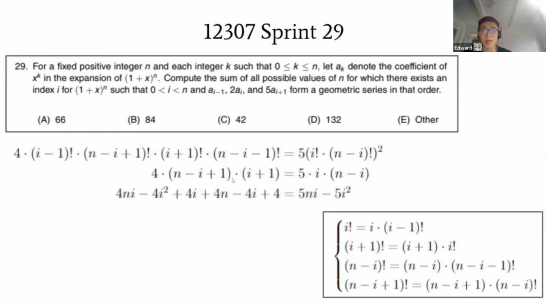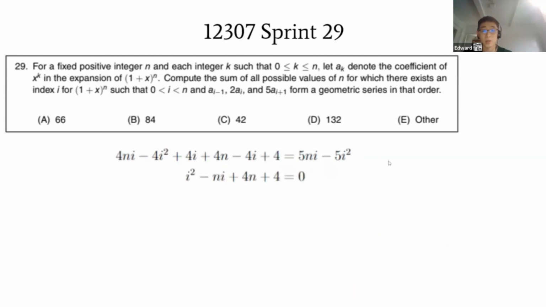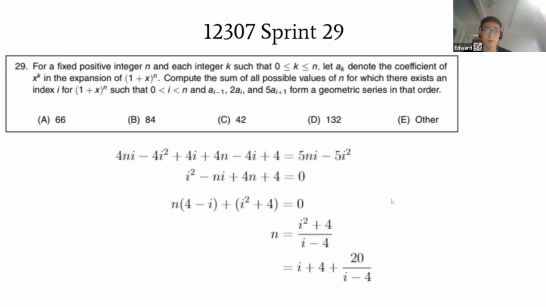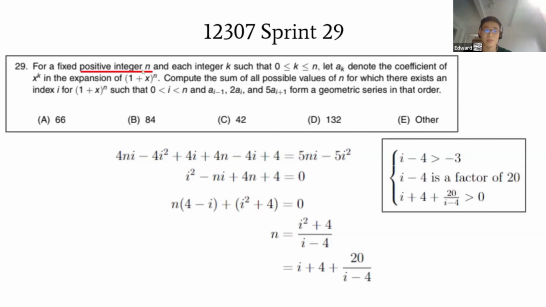So from here, we can expand and move everything to one side. And now from here, we are going to isolate n. So we'll factor out n from the terms that have it, and then solve for n. So one thing that we'll keep in mind is that we can represent it in this form after dividing (I minus 4) out. And this form is helpful because we'll notice that n is a positive integer.